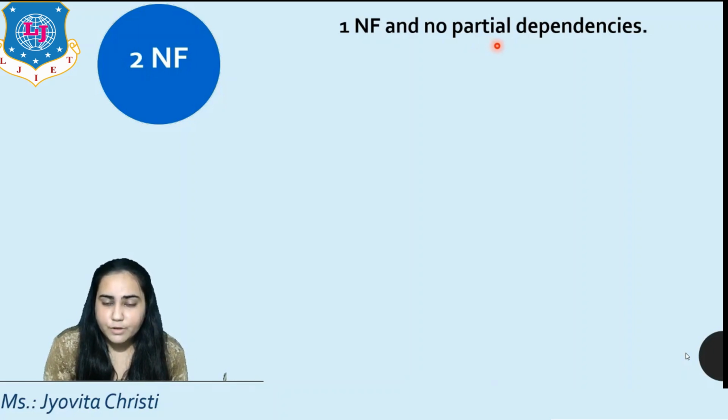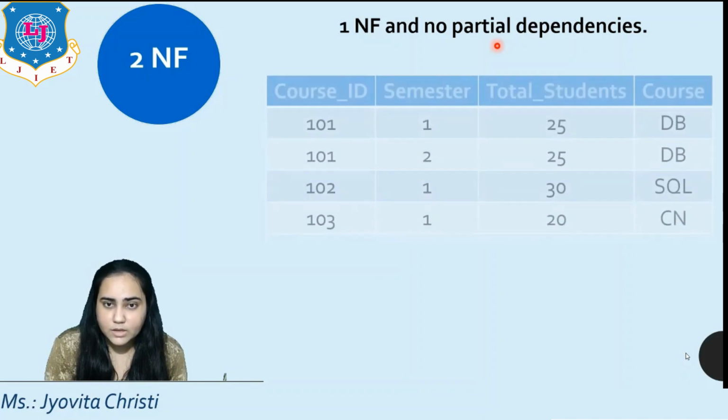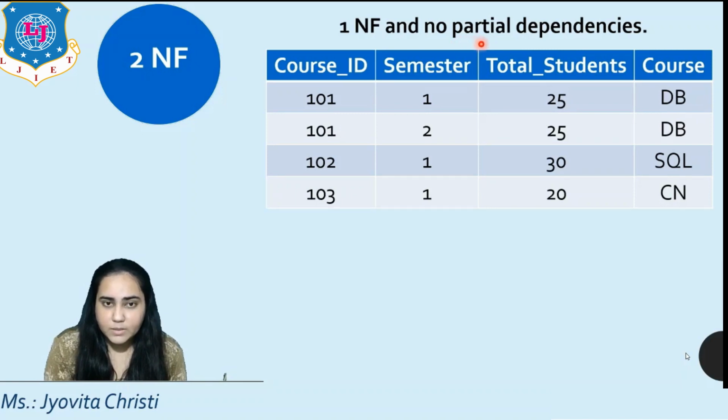So you have no partial dependencies. First you need to understand what partial dependency is. Now consider this table. This table contains course ID, semester, total number of students, and the name of course. Each course has a unique ID, and there's a semester for each course, the total number of students taking that particular course is given, and then the name of the course is given. And in this case, I'll mention the functional dependencies present here.